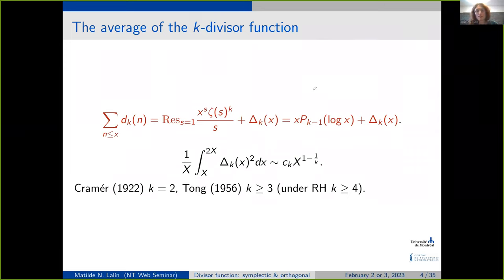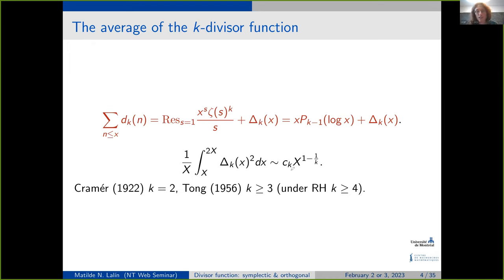If we square it, then we forget about the minus signs that could cancel. And so we take this average, and then it is known that this has the right asymptotic size for k equals 2 due to Cramér, for k equals 3 due to Tong, and then for k greater or equal than 4 under the Riemann hypothesis due to Tong. So like I said, this is the expected size that this error term should have, twice because I'm averaging the square.